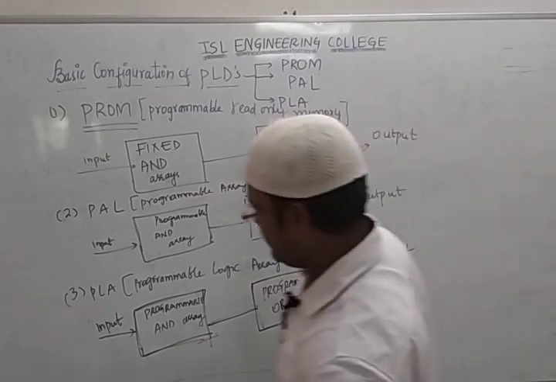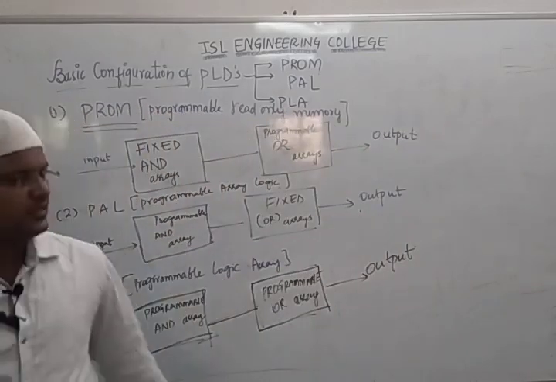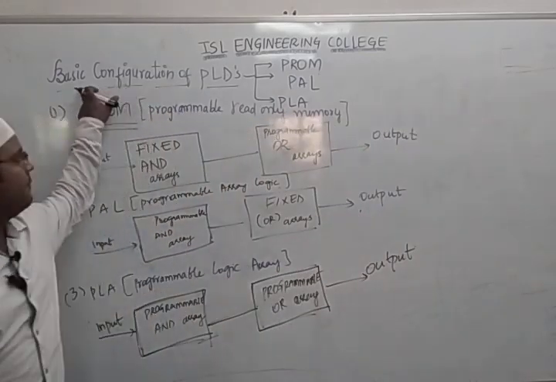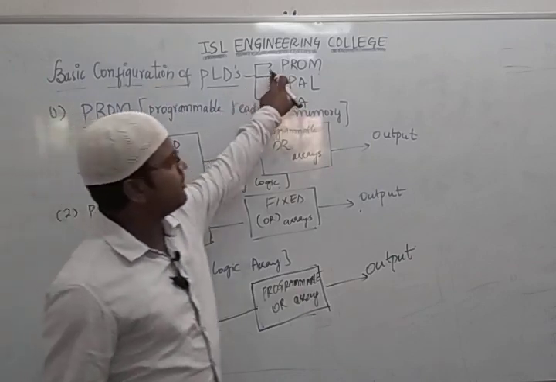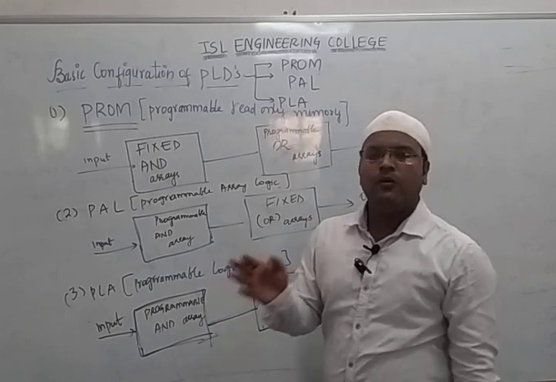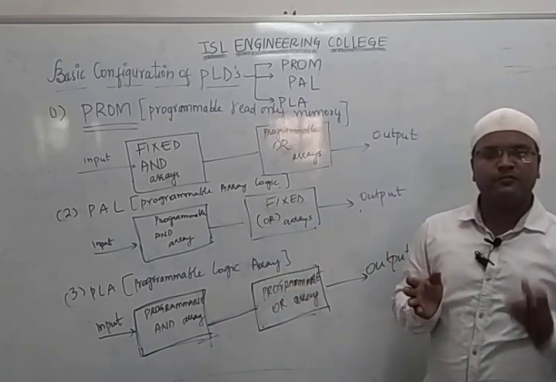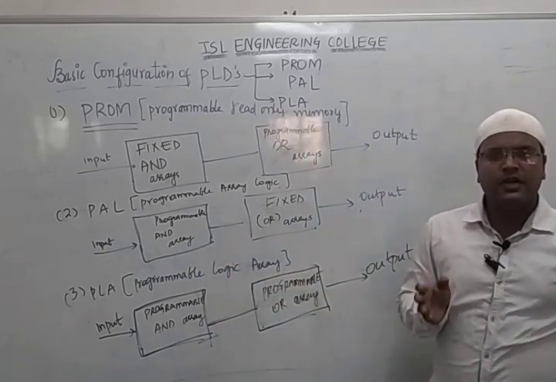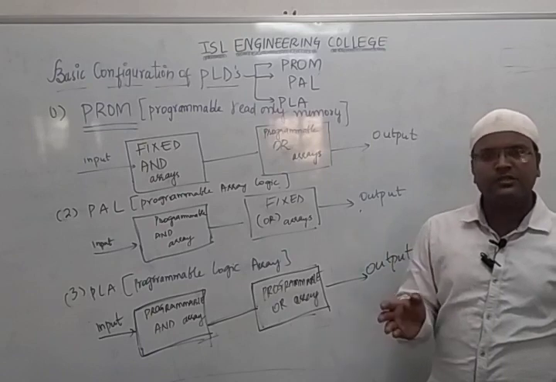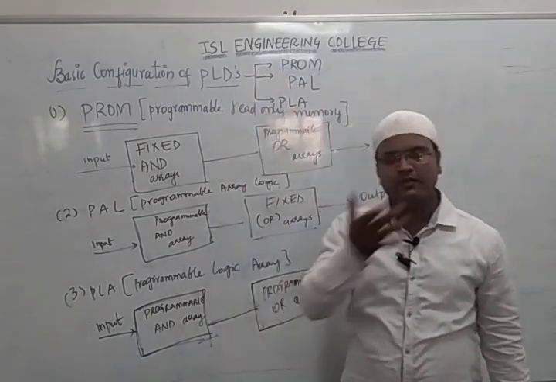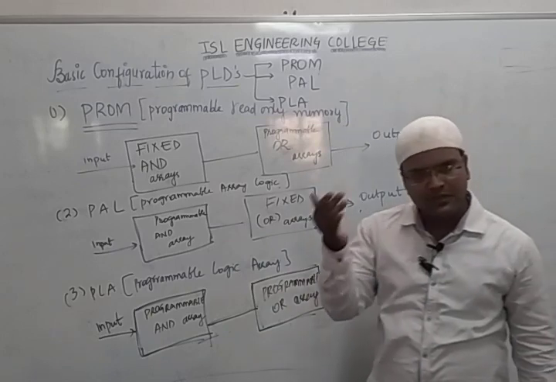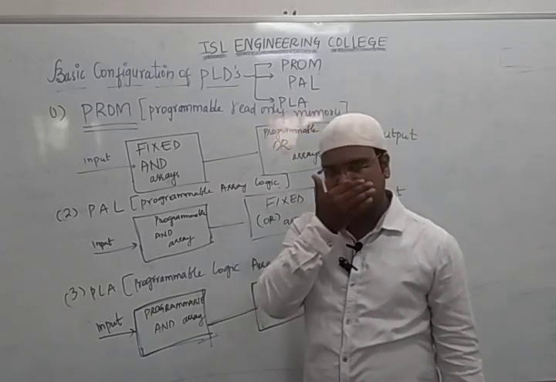So right now what is the concept we are discussing? We are discussing the basic configuration of PLD. It consists of three parts. One is the PROM. PROM is nothing but the use of ROM. What is the use of ROM? It's a memory element. It is going to store the information only for reading purposes. We cannot insert anything in it. Whatever data we have is used for permanent storage.